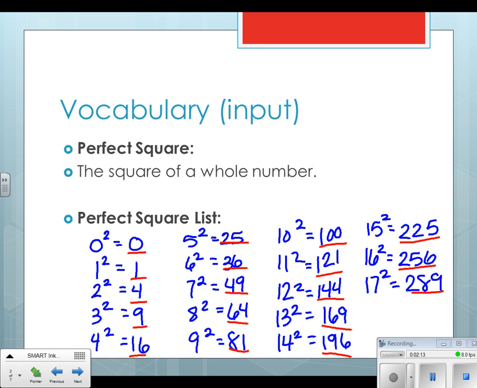You can take that many smaller squares. Let's say, look at 49 here. If I had 49 squares, I could make a square using 49 squares that would be 7 by 7. If I had 121 squares, I can make a perfect square that would be 11 by 11. So once again, the numbers that are underlined here in red are the perfect squares. They go on forever. We just stopped at 289.